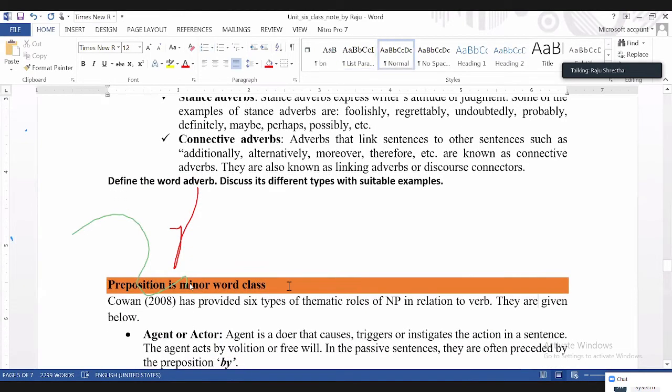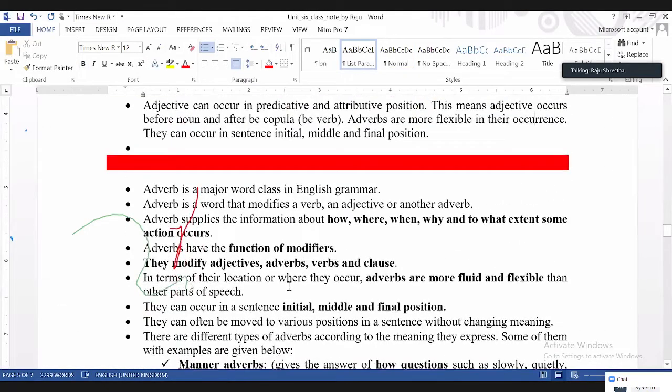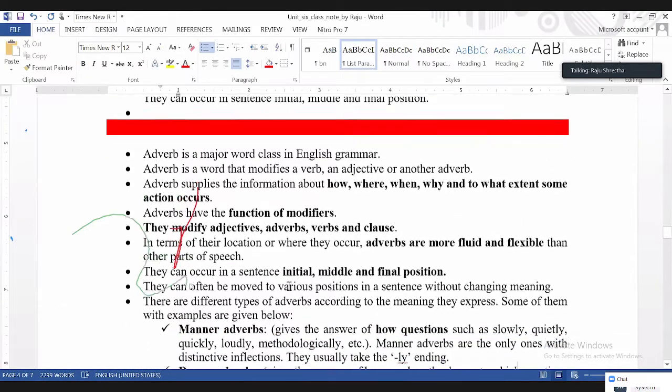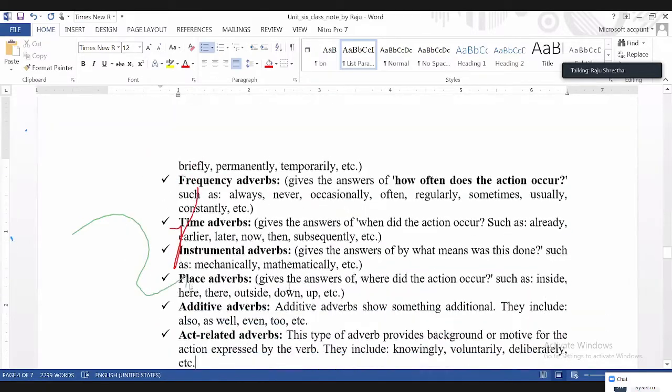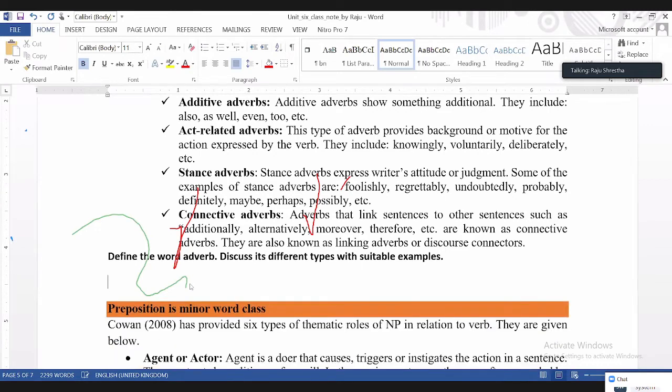So in this way, adverbs, sir, we should look at them. From the opinion seeking, content knowledge seeking perspective, a question could be: define the word adverb, discuss its different types with examples. Such a question can also come, because in previous exams they asked things like differentiate between quality word and action word. So prepare from this point of view also.